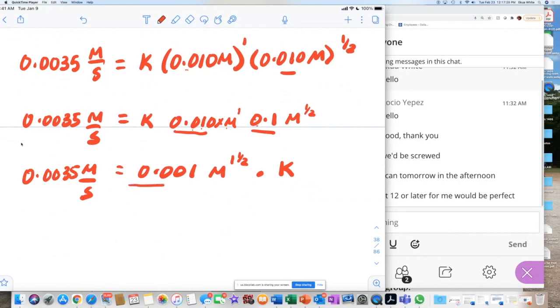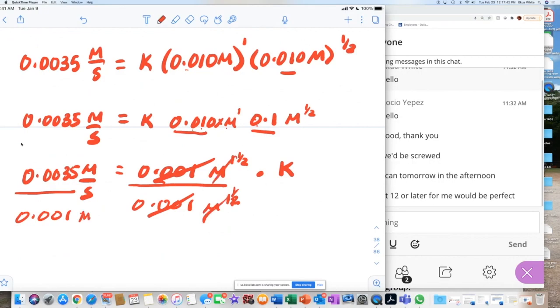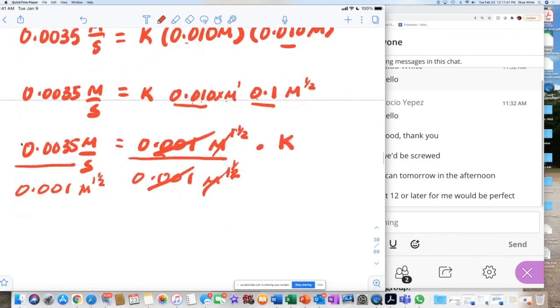So divide both sides by this number to get k by itself, 0.001 s to the power negative 1. Divide the same thing as m over 0.001. This cancels out. And this is supposed to be multiplied here. This is 1 over m to the 1 half, m negative 1, s negative 1. This cancels out. And now we cover the first three columns here. So we end up with the order 0.0035.